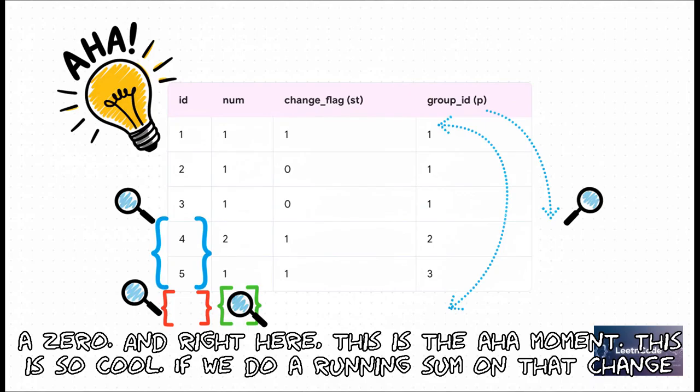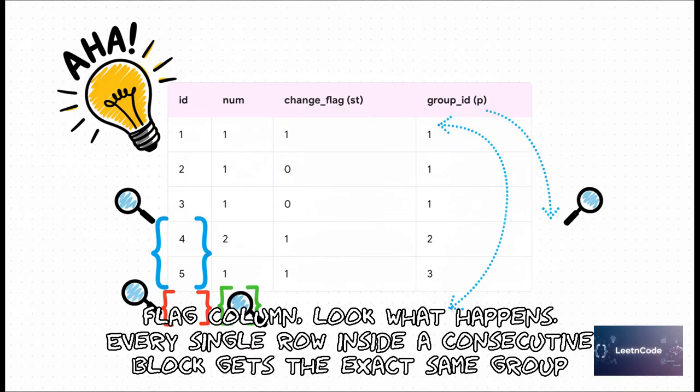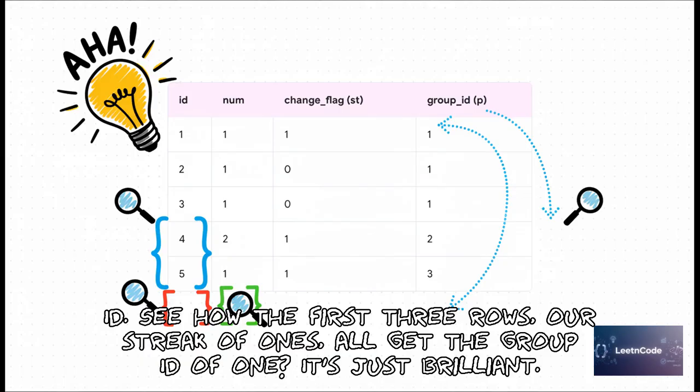And right here, this is the aha moment. This is so cool. If we do a running sum on that change flag column, look what happens. Every single row inside a consecutive block gets the exact same group ID. See how the first 3 rows, our streak of 1s, all get the group ID of 1?